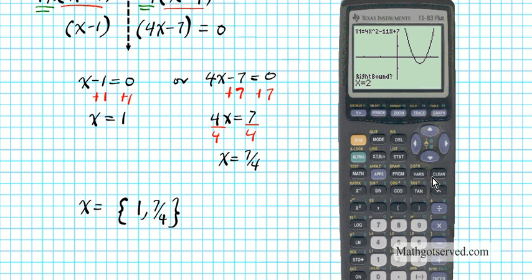Let me do that again. Second function, calculate, 2. Left bound, there, enter. Right bound, you can scroll to the right to pick a value that you know is to the right of it. Enter. Guess, press enter again. 1.75. That is exactly the same thing as 7 over 4. So that basically means that our answer is correct.